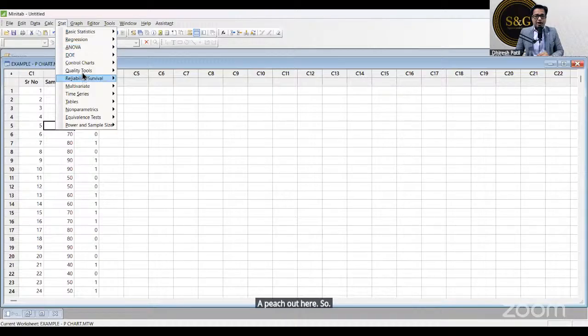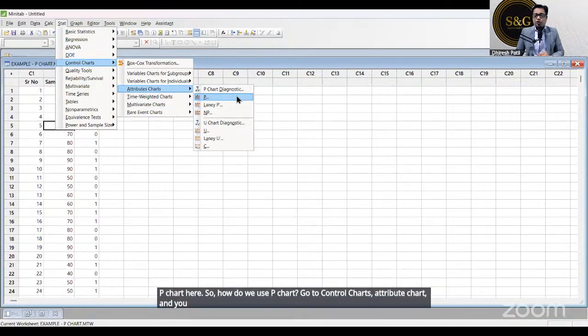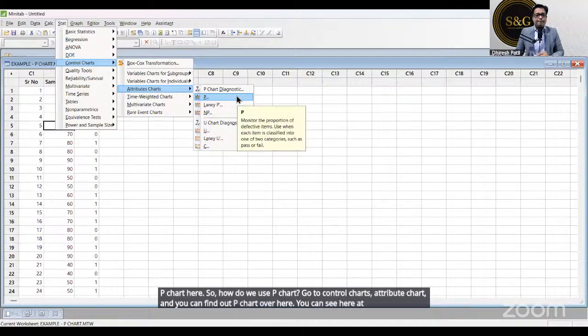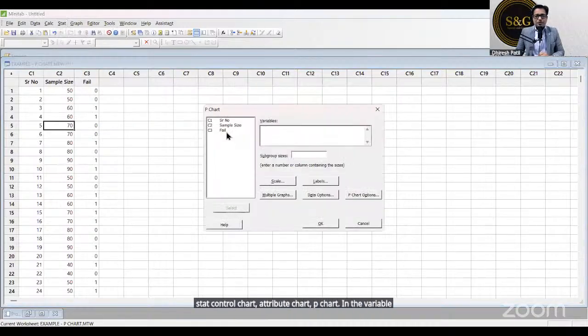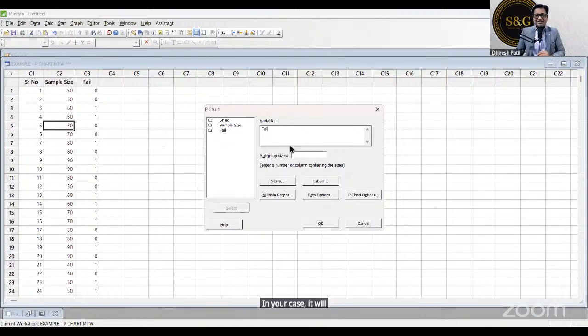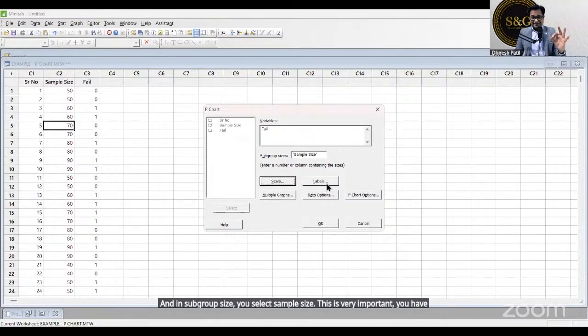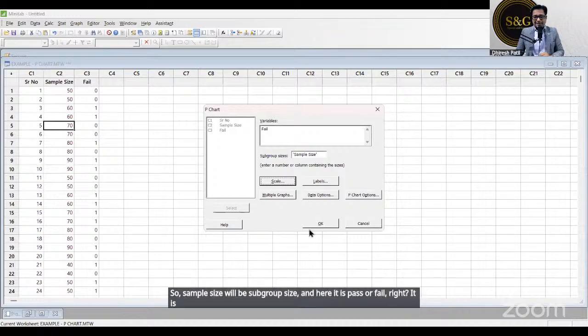So how do we use a P chart? Go to control charts, attribute chart, and you can find the P chart over here. You can see at the top: Stat, Control Chart, Attribute Chart, P chart. In the variable, you have to select fail data. In your case, it will be pass and fail, right? So you select that. And in subgroup size, you select sample size. This is very important. You have to select subgroup size. So sample size will be subgroup size. And here it is pass or fail in the variable, and just click OK.